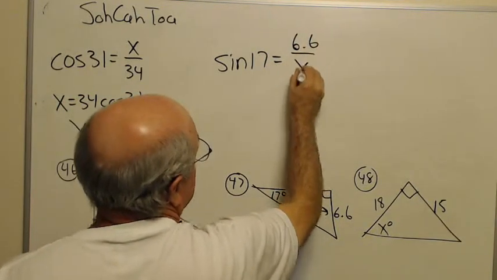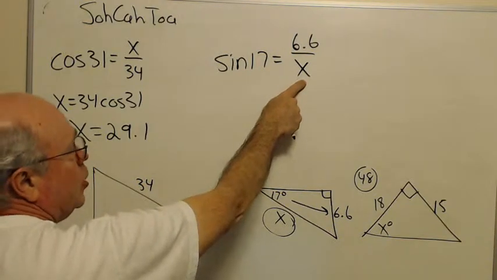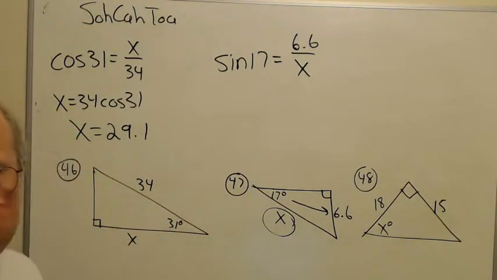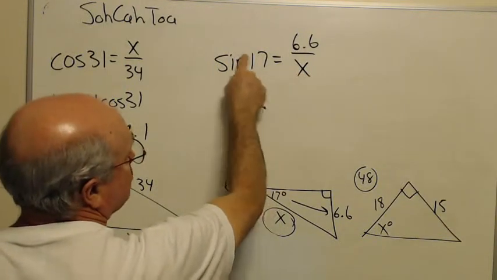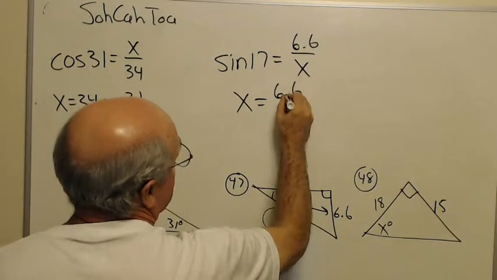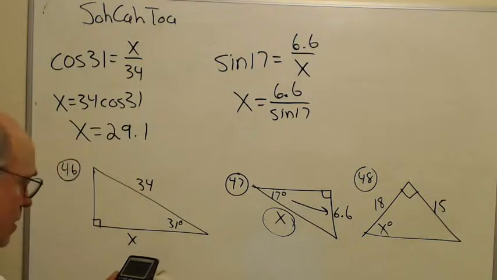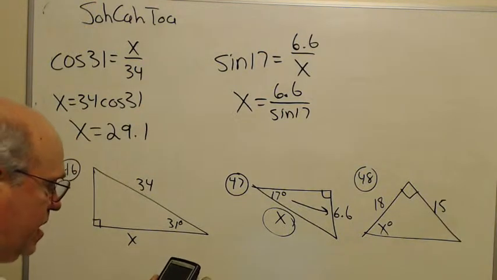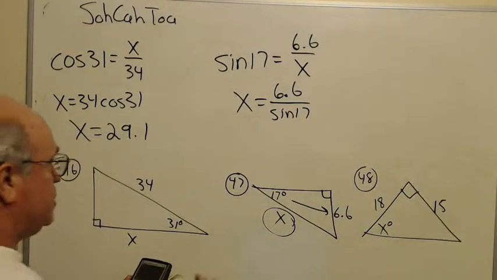over x. Remember in class we said that whenever x is in the denominator, it's actually a two-step algebraic process, but we can just end up with a division problem by switching those two. So x will be 6.6 divided by the sine of 17. 6.6 divided by the sine of 17 is 22.6.